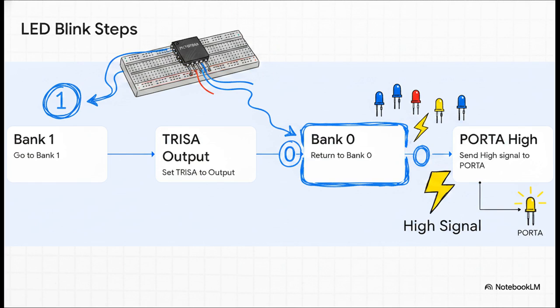But here's the catch. TRISA is located in Bank 1. So step 1, we go to Bank 1. Step 2, we set TRISA as an output. Step 3, we return to Bank 0 where the actual PORTA register lives. And Step 4, we send a high electrical signal to that port.